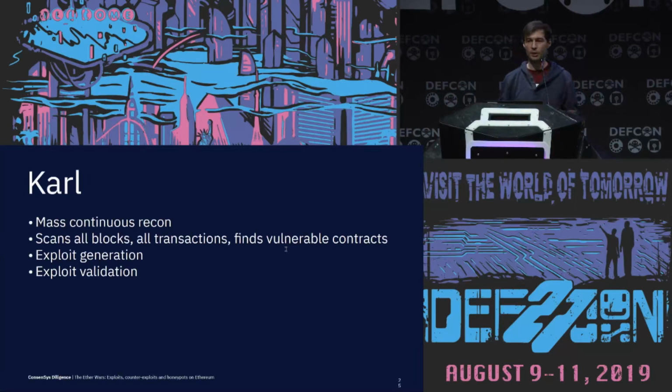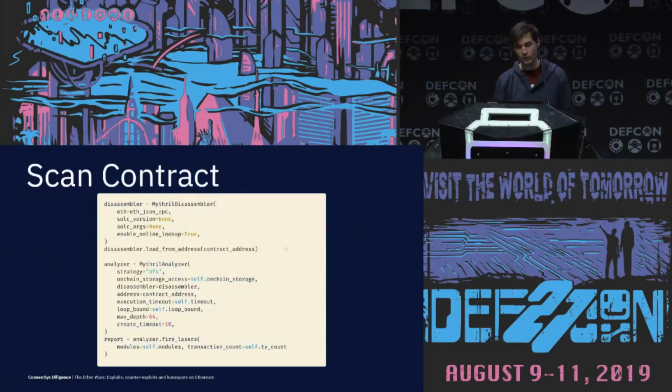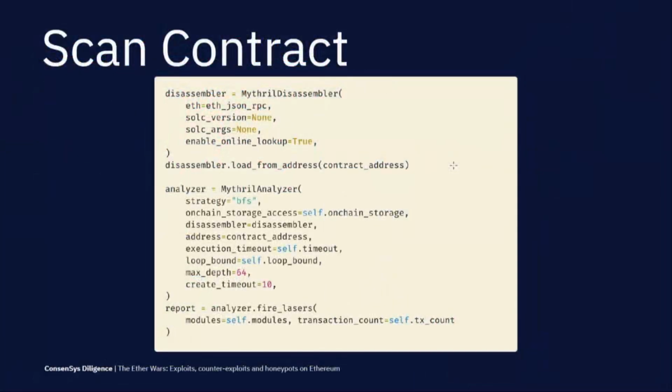It uses Mythril for that because it's written in Python. You can use the Mythril libraries directly. It does exploit generation and it also does exploit validation because sometimes there are false positives, but it has a way to reduce the number of false positives. So this is the core of Karl. As I said, it uses the Mythril libraries. So you can do this yourself.